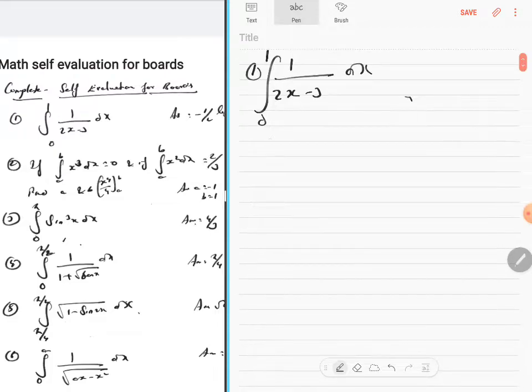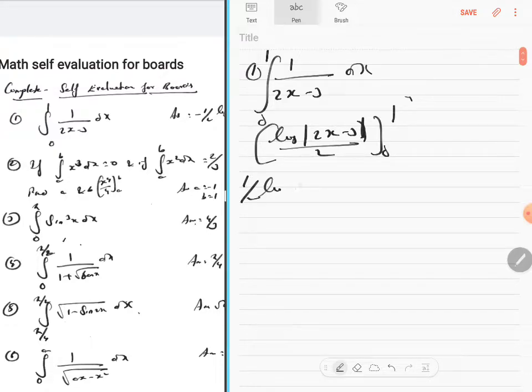I know as soon as I see this, I'll write log of mod of 2x minus 3 by 2 integrated from 0 to 1. So it will be log upper limit, 1 by 2 of course can be taken out common. Log 2 minus 3 is log of minus 1 and log of 0 minus 3 is log of minus 3. Okay, so upper limit minus lower limit.